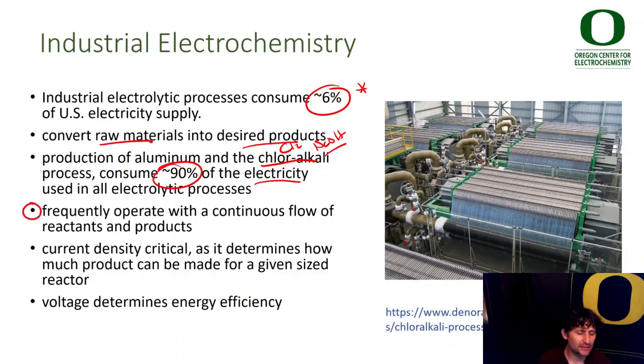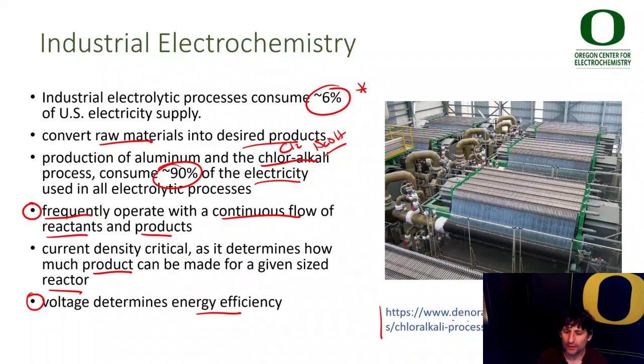Industrial reactors frequently operate with a continuous flow of reactants and products. So you never have to, in principle, shut these down. There's a flow of reactants in and products out as current is flowing across the cell. The current density the reactor runs at is an important parameter because it determines how much product can be made for a given sized reactor, for a given capital investment. We call that CapEx for capital expense versus OpEx for operating expense. The voltage in electrolysis process, of course, determines the energy efficiency of the process.